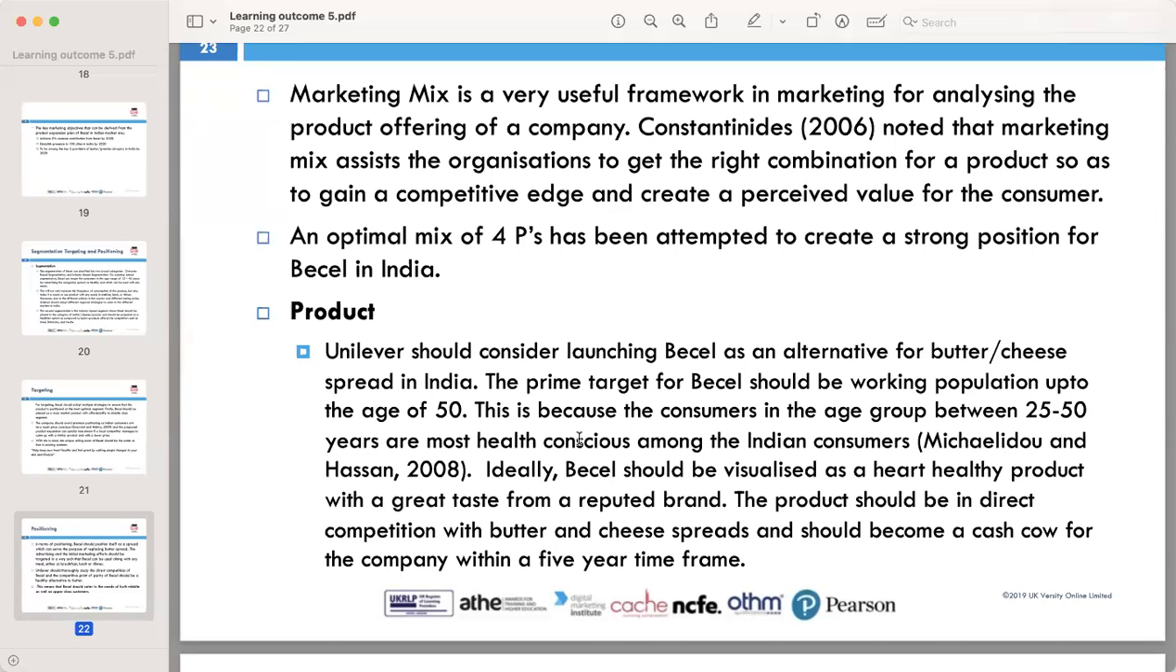So we envision Basil as a heart healthy product with a delicious taste, backed by the reputation of a trusted brand. It should directly compete with traditional butter and cheese spreads, with the goal of becoming a cash cow for the company within 5 years.